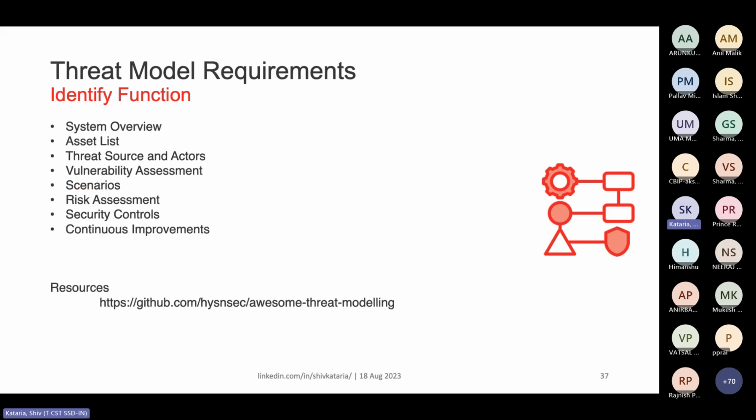So threat modeling basically has some basic requirements. It first requires an overview of the system. What is your system that you want to do the threat model for? It requires the asset list. We discussed it some time back. What are your threat sources? Threat sources can be identified from different sources. One of them is the MITRE ATT&CK framework, which is there for ICS. Vulnerability assessment is another method. Then we really need to understand what could be the scenarios when somebody really wants to target us. Then there is a risk assessment methodology, some security controls, and some continuous improvement to the overall process of threat modeling.